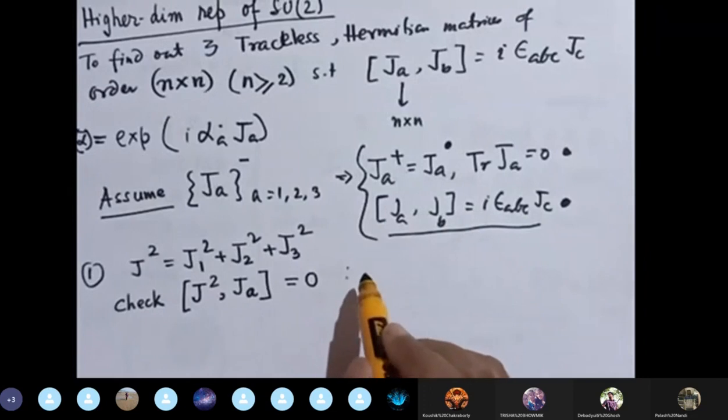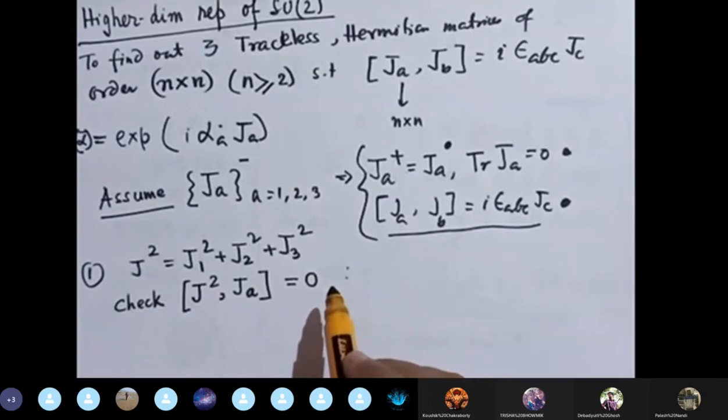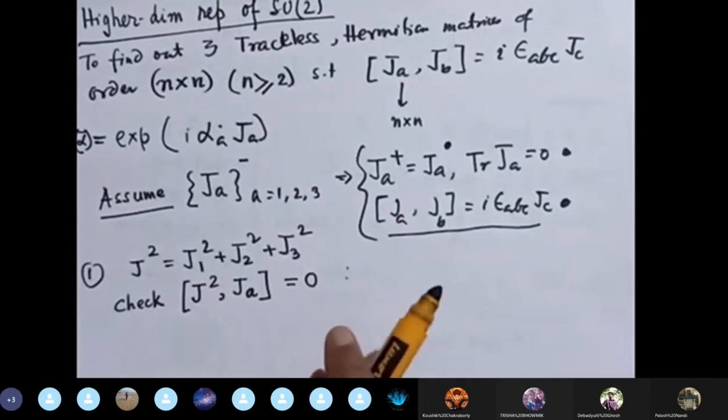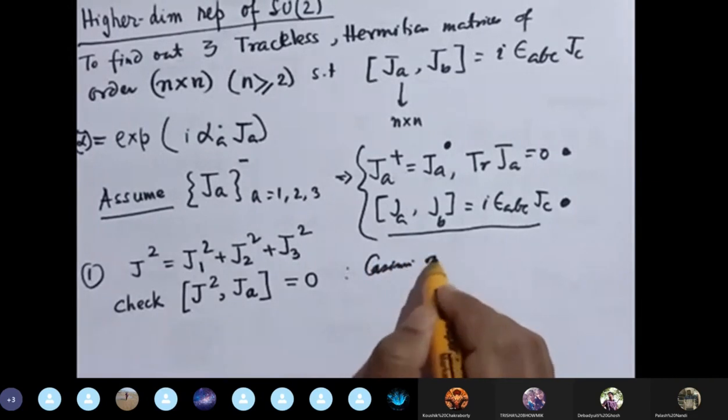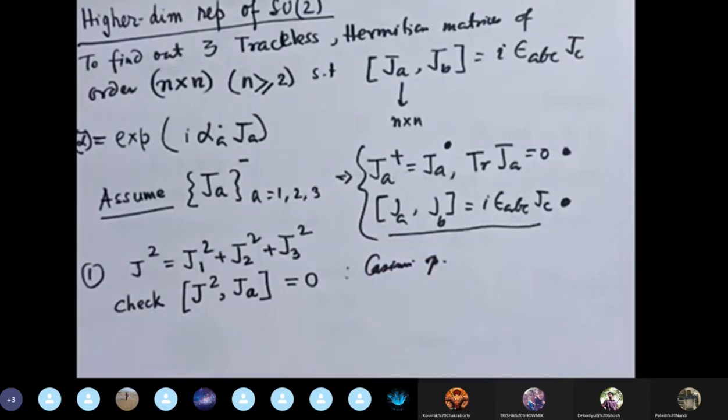Any operator which commutes with all the generators of a group is called, do you know? Casimir operators. Yeah. Okay.